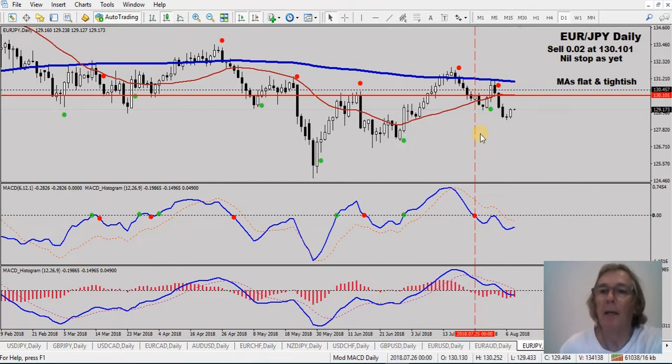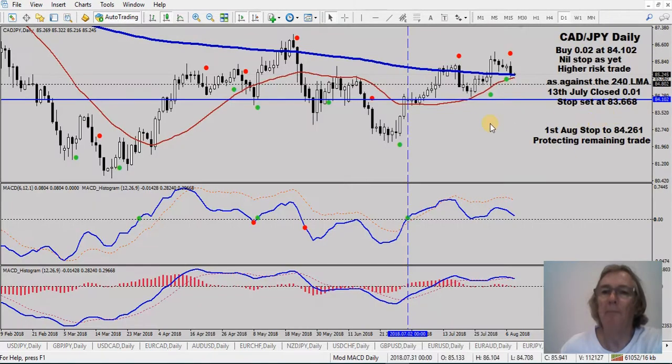Euro Yen, in a sell here, big bullish candle yesterday. Just want to play it safe here. Look at my notes, closed half, locking a little bit of profit, and set a stop at the 134.57 level. So I can't lose on this trade. That's Euro Yen sell.